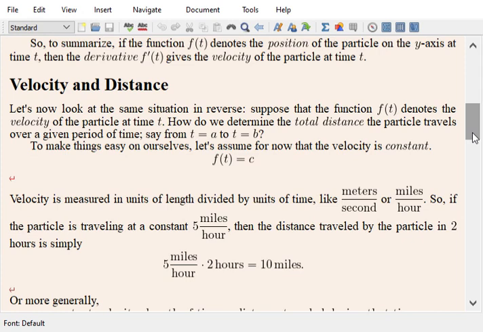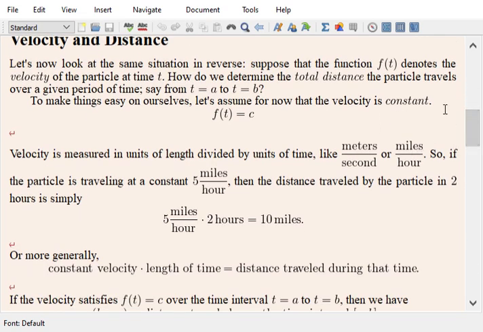Now, let's look at the same situation in reverse. Let's suppose now that the function f denotes the velocity of the particle. So now whenever you see the function f, think of that as being velocity. How do we determine the total distance the particle travels over a given period of time, say from t equals a to t equals b, where b is larger than a?